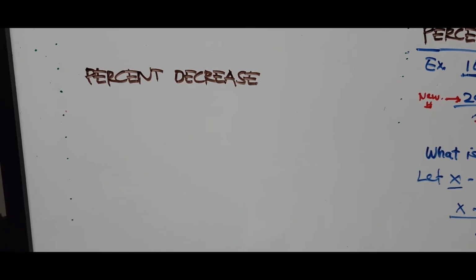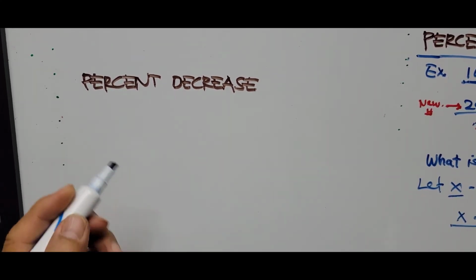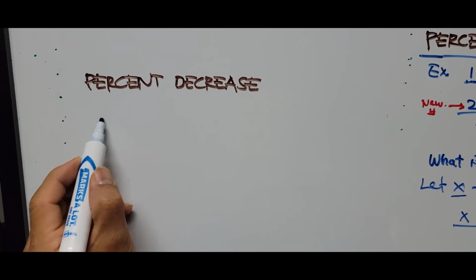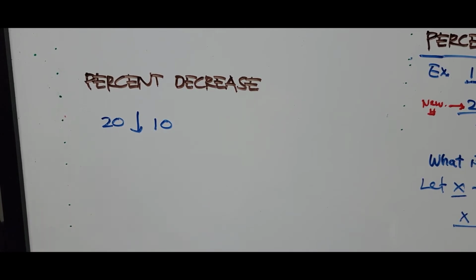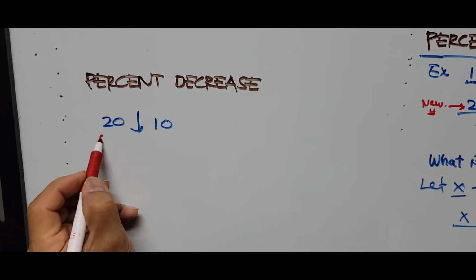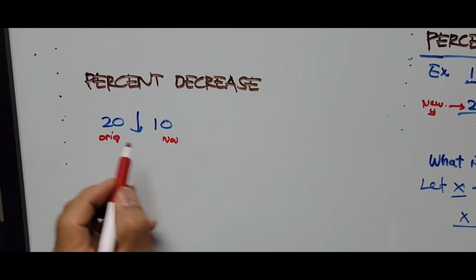Alright, so let's do that. And here is a problem. We're referring again to the previous example, the number increasing from 10 to 20, and now we're trying to get another scenario where the number is decreasing from 20 to 10. So the example here now is the original value is 20, and now it decreases to just 10. So 20 is the original value, and 10 is the new value.